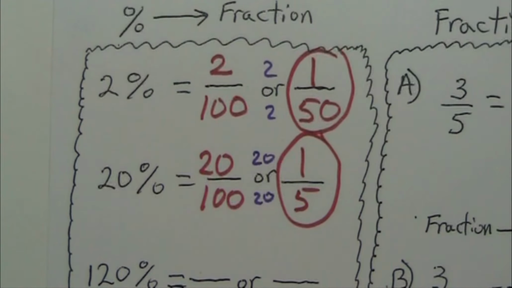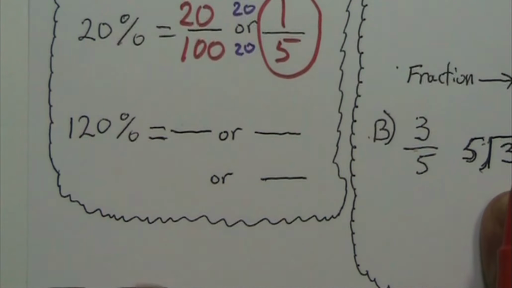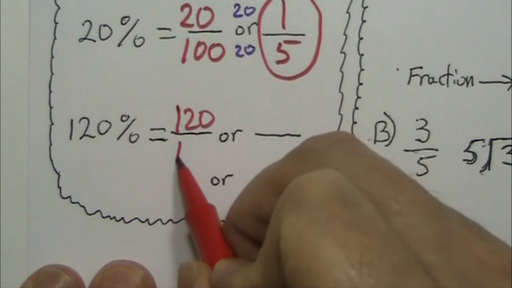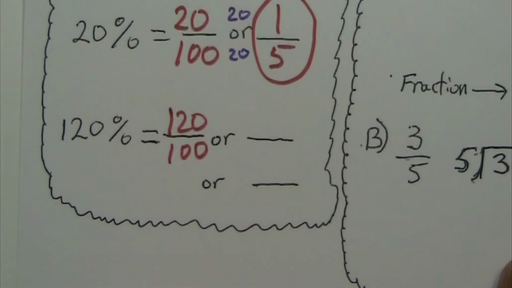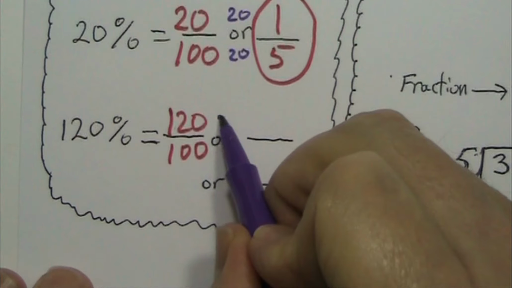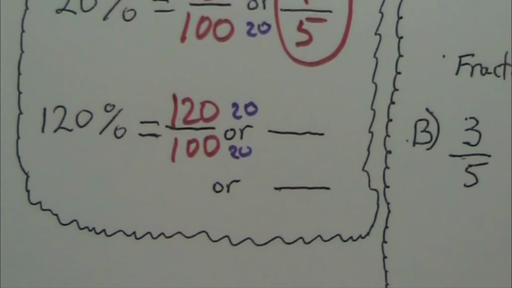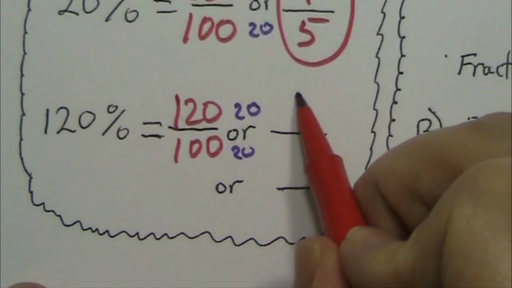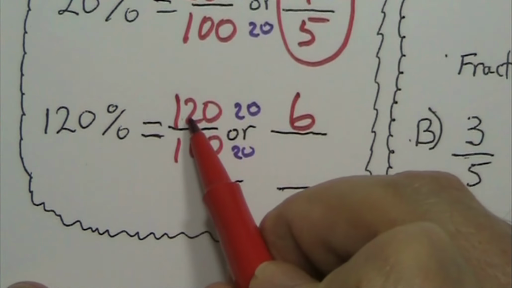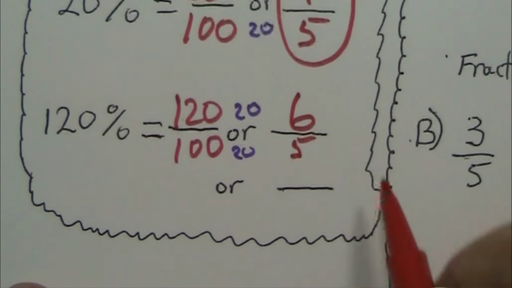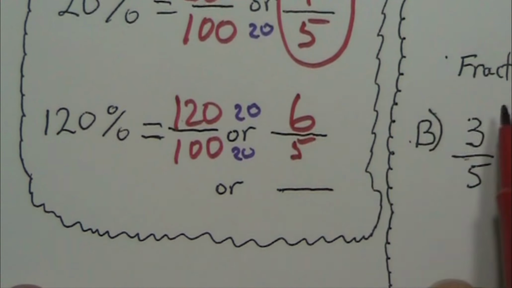All right, the next one, 120%. Well, that's the same thing as 120 over 100. Now, what number goes into both of these? How about 20? So I'm going to scale it down by 20. 20 goes into 120 6 times, because 6 times 2 is 12. All right, and 20 goes into 100 5 times. So it's 6 over 5.